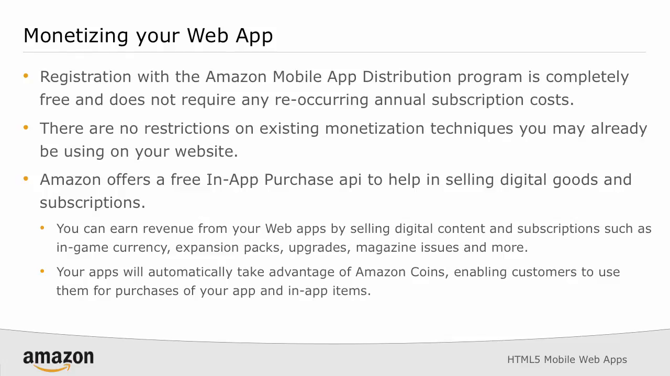If you so choose, we offer a free in-app purchase API that I will cover in this screencast. This API allows you to sell digital goods and subscriptions, things like expansion packs, and it also takes advantage of Amazon Coins. So let's look at the types of things that we can sell.